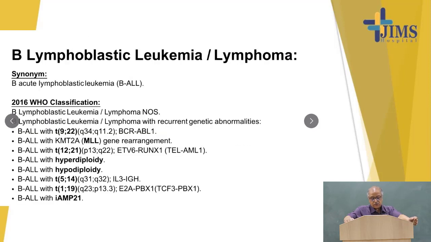In B lymphoblastic leukemia/lymphoma, synonymous with B acute lymphoblastic leukemia, called B-ALL, the WHO classification is B lymphoblastic leukemia/lymphoma not otherwise specified, and B lymphoblastic leukemia/lymphoma with recurrent genetic abnormalities. There are many genetic abnormalities, like t(9;22) translocations, 11q23 and t(12;21) translocations, and these are listed here.